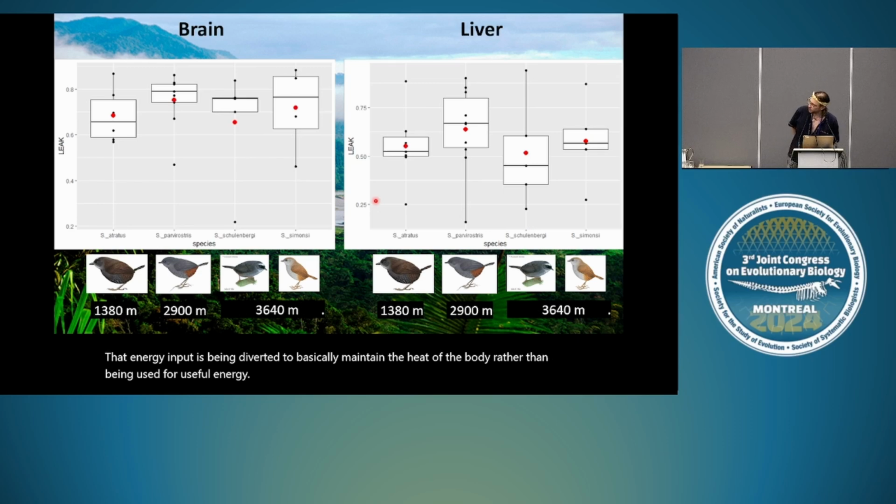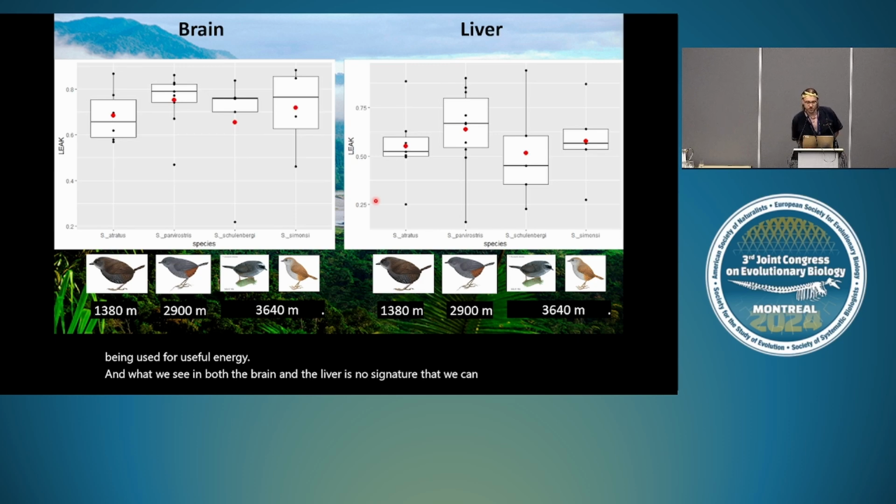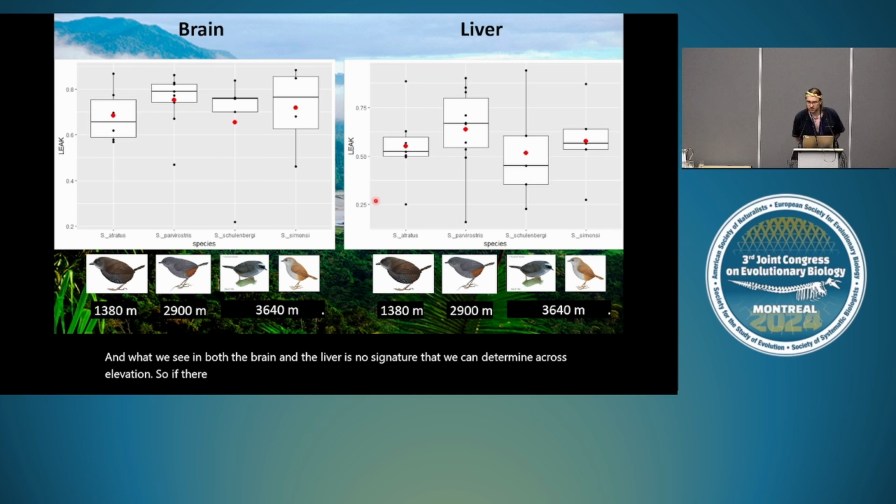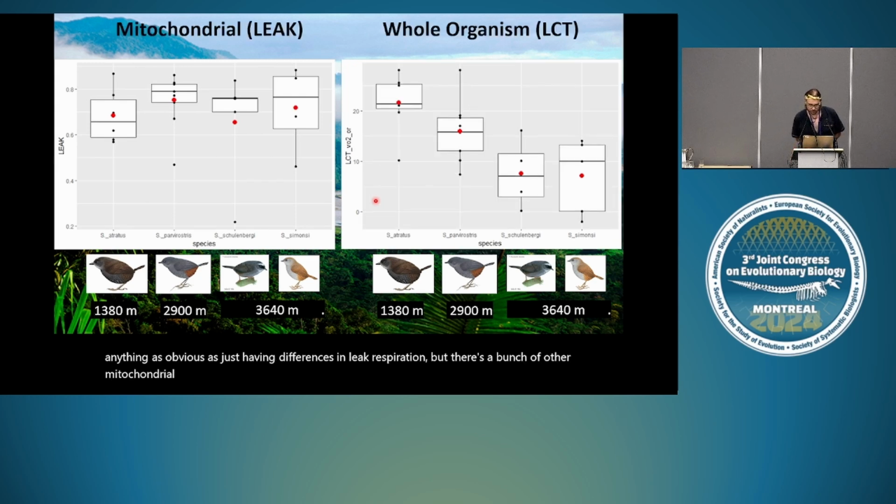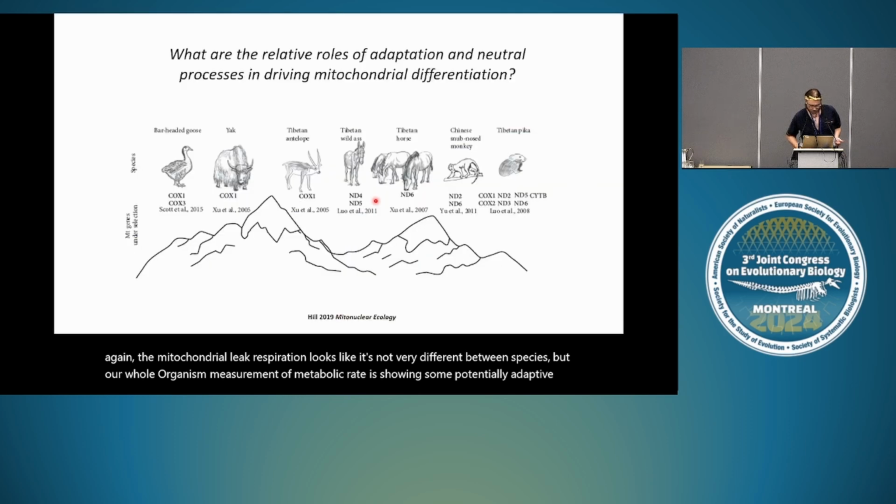And what we see in both the brain and the liver is no signature that we can determine across elevation. So if there are metabolic differences between these birds, it doesn't look like it's anything as obvious as just having differences in leak respiration. But there's a bunch of other mitochondrial measurements we could talk about. So just to put those next to each other again, the mitochondrial leak respiration looks like it's not very different between species, but our whole organism measurement of metabolic rate is showing some potentially adaptive differences.